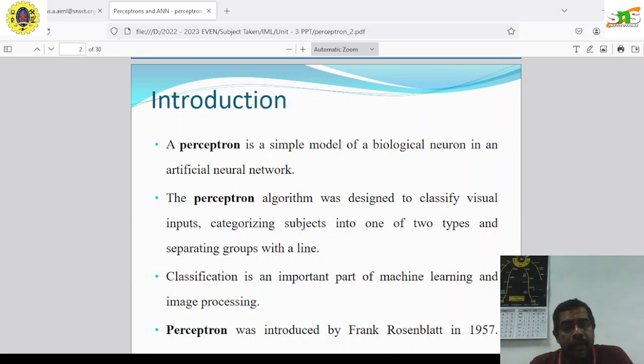Again, I am going to present another topic on my channel. That is the foundation of neural networks. So before looking into the foundation of neural networks, we are going to see the term called the perceptron. The perceptron is a simple model of the biological neuron in an artificial neural network.